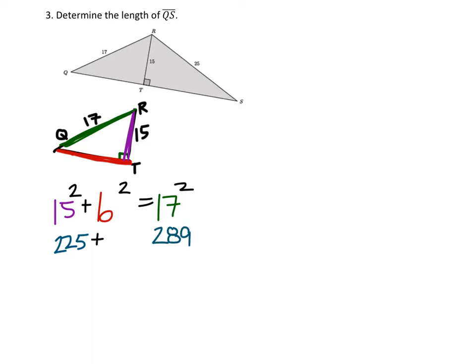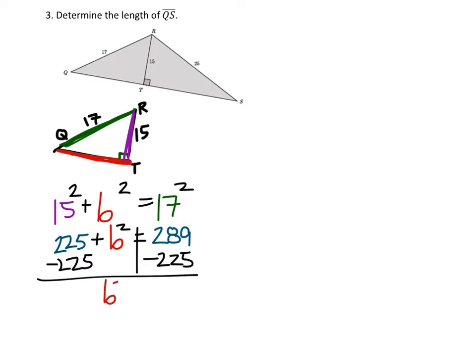And then this would be added to the leg squared to equal 289. So if I wanted to find out the value of B squared, or that side length as a square, then what I'm going to need to do is subtract 225 from both sides. And then B squared equals 64.